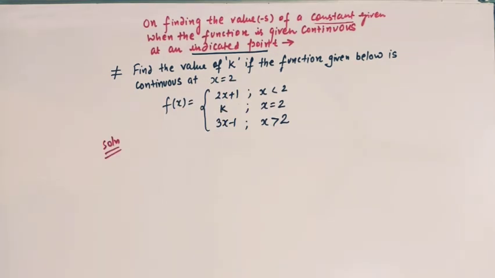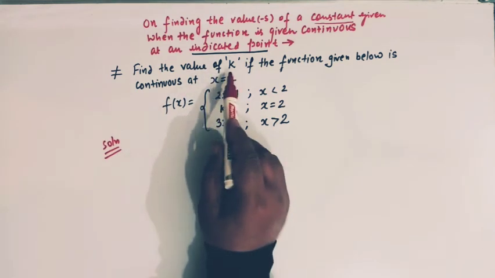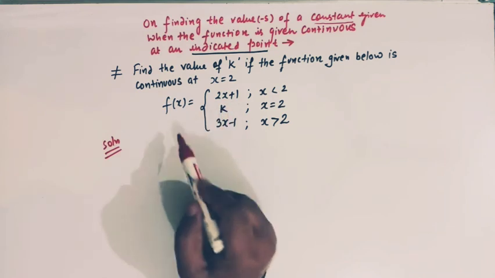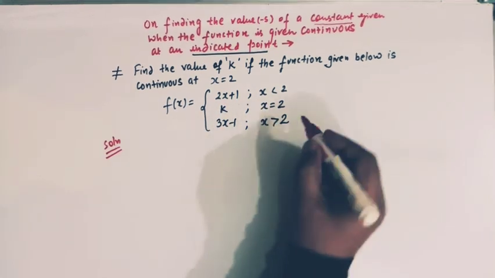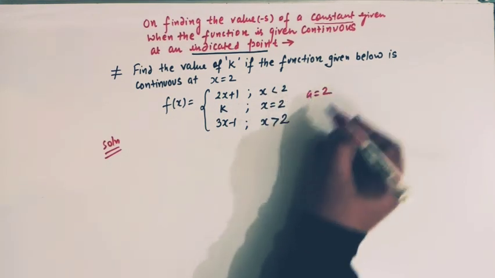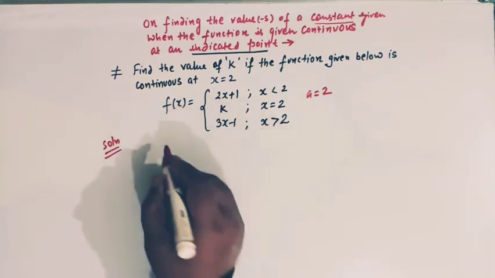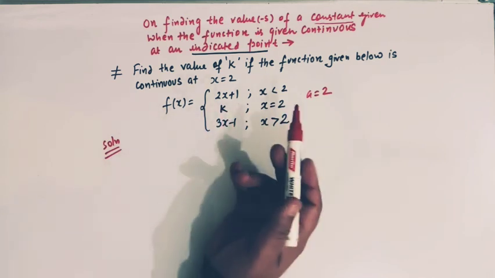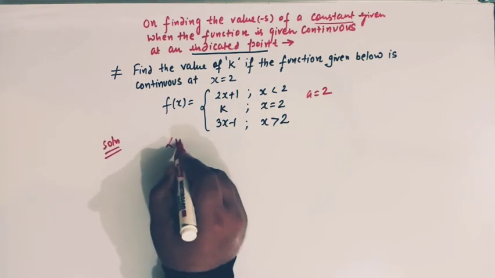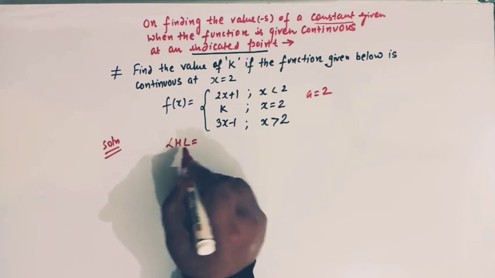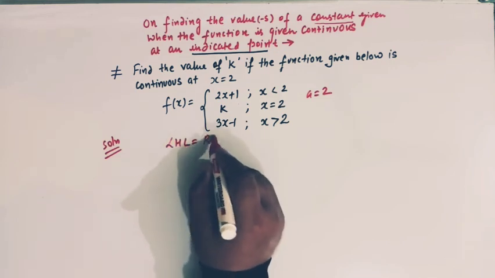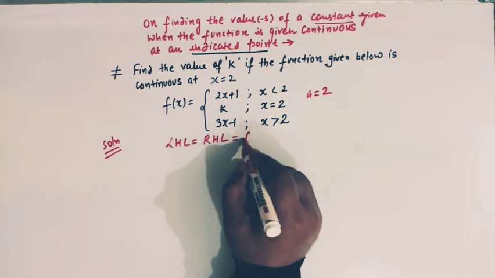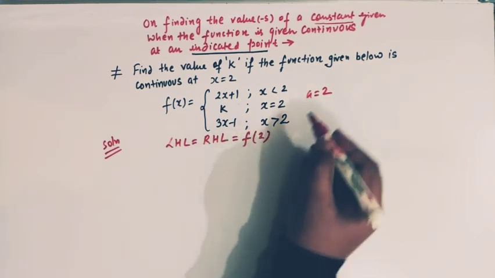Now let us take one more problem. So here we have to find the value of k if the function given below is continuous at x equal to 2, right? So here the value of a is 2, and we'll again make use of the definition of a continuous function. A function is said to be continuous if the left hand limit exists, the right hand limit exists, both are equal, and these two are equal to f of 2, right?